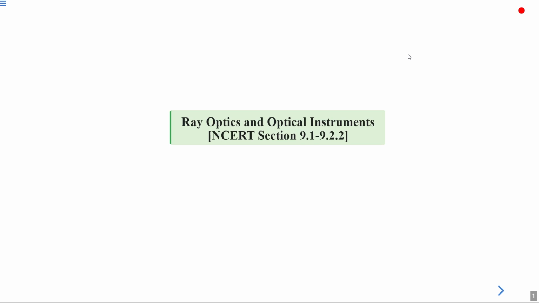Hello students, today we are going to discuss ray optics and optical instruments, NCERT section 9.1 to 9.2.2.